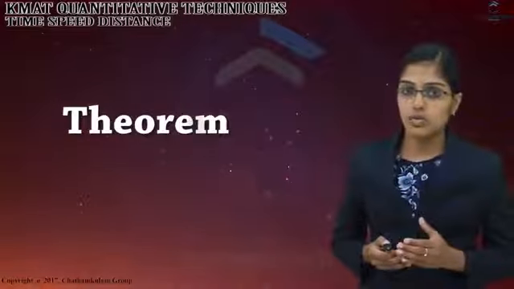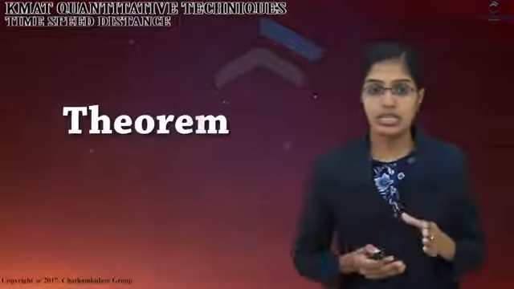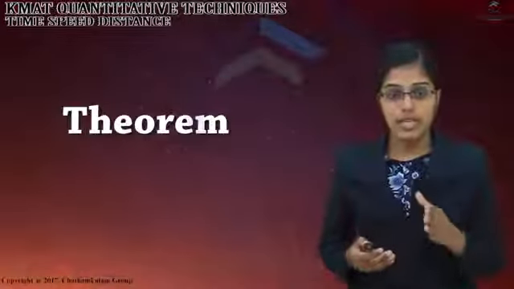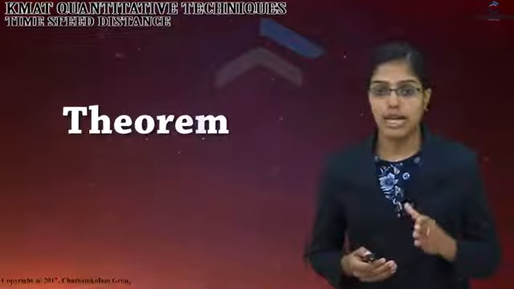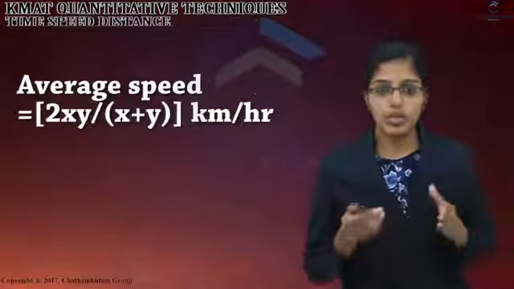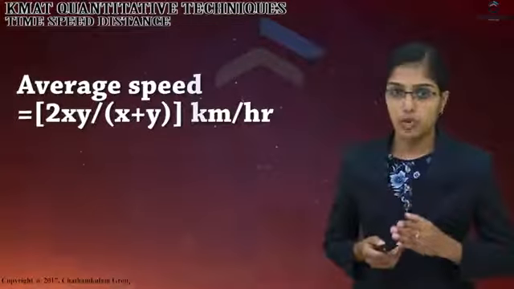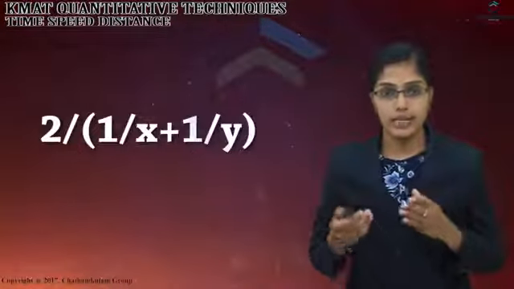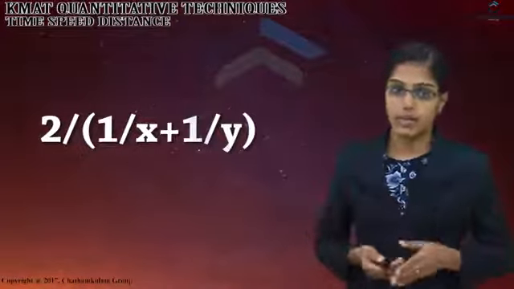Our first theorem says that if a certain distance is covered at x km per hour and the same distance is covered at y km per hour, then average speed is equal to 2xy divided by x plus y km per hour. This is basically the harmonic mean of the two speeds, that is 2 divided by 1 divided by x plus 1 divided by y.